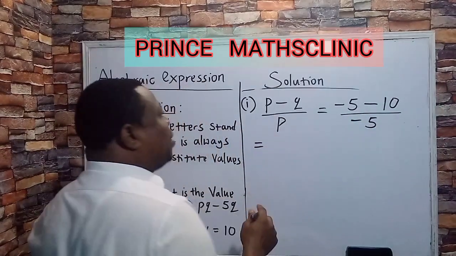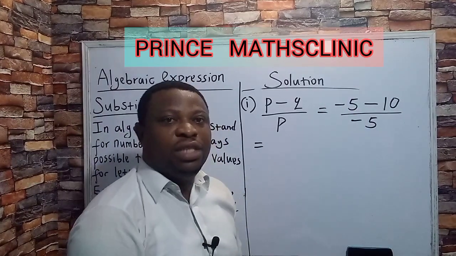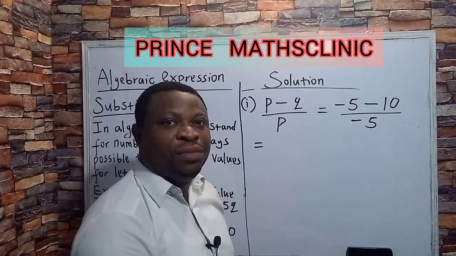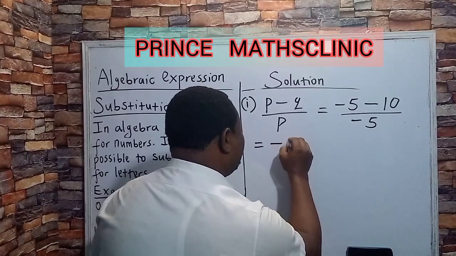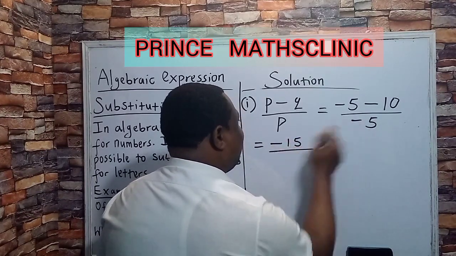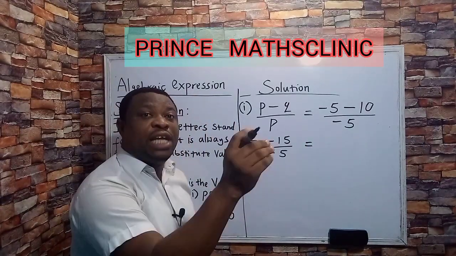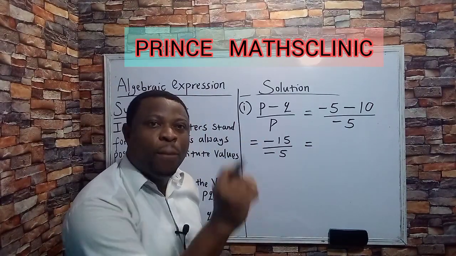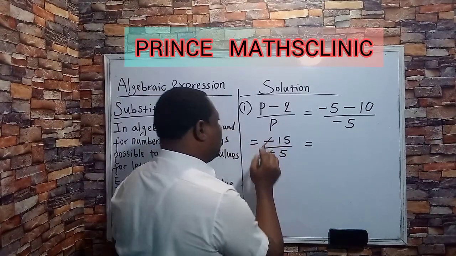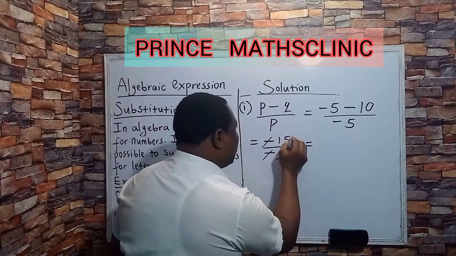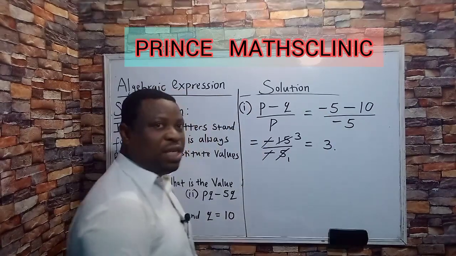The interesting part about it is that if you add up two negative numbers, you are owing 5, then you are also owing 10. How many are you owing all together? You are owing 15. So you now write negative 15, then divided by negative 5. In mathematics, whenever two negative numbers divide or multiply, it becomes positive. So the negative here cancels out the negative here, and 5 can go into 15 3 times. So the result here is simply 3.